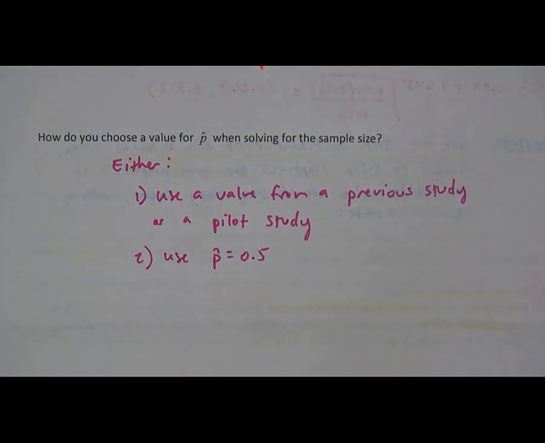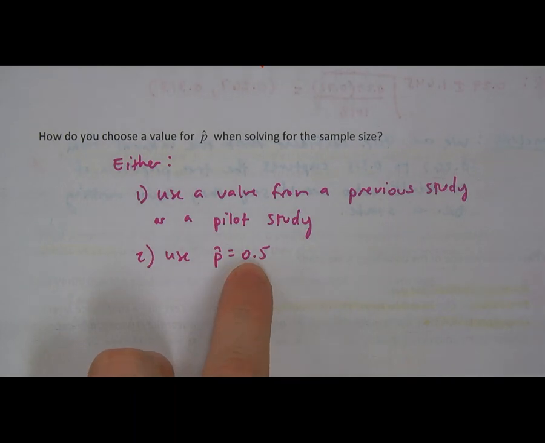The reason is that anything smaller than that would just give you a smaller margin of error, and so we want to make sure we're hanging out somewhere in the middle to be fair. So just use 0.5. All right, that means that we can finish the problem at the top of the page.